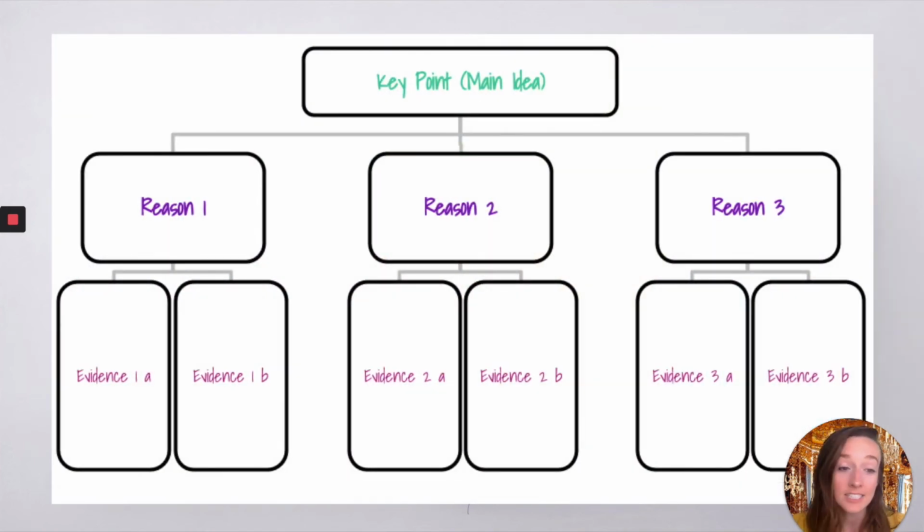And this is just another way to look at it. If this helps you more or less, use the one that helps you. So we have our key point, our main idea, and that breaks into 3 different reasons: reason 1, reason 2, and reason 3.